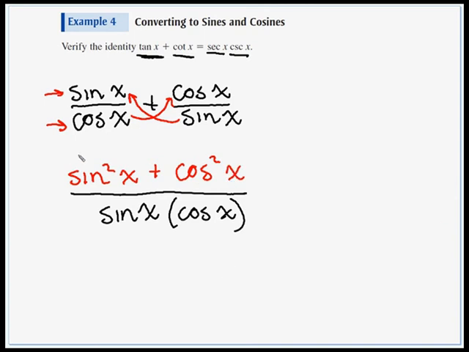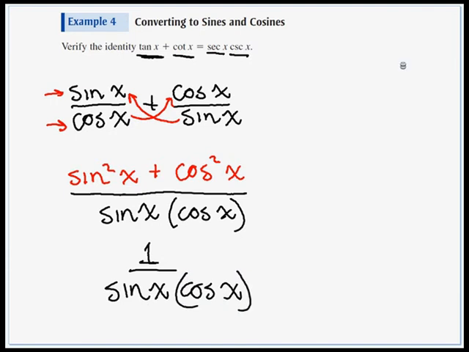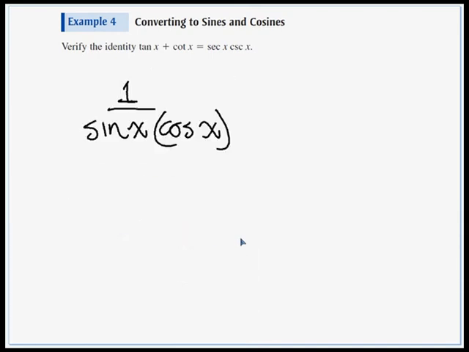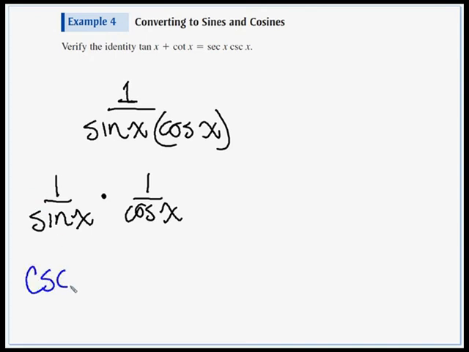Now here's where that Pythagorean identity helps to go from two terms to a single term. Sine squared plus cosine squared is 1. 1 over sine x times cos x. And now we have two things multiplied, we can pull them apart. So our first fraction would be 1 over sine of x, and then times 1 over the cos of x. You know, I just took what we had up here and pulled it apart. Now we think back to our reciprocal identities. 1 over sine is cosecant, times 1 over cosine is secant.